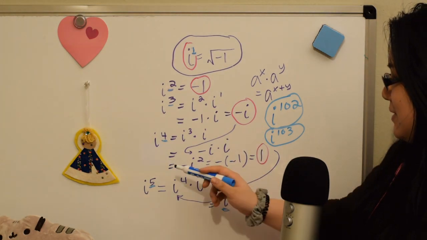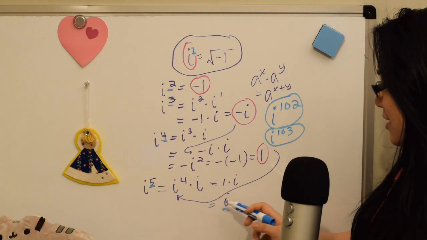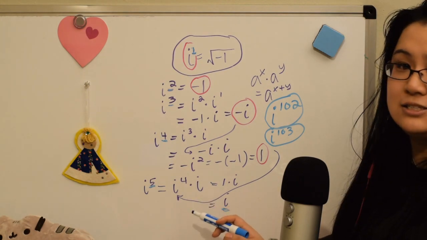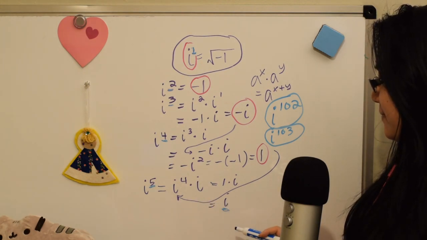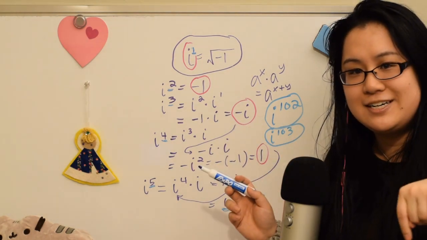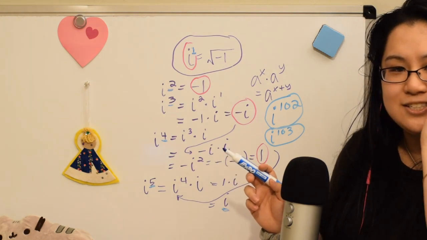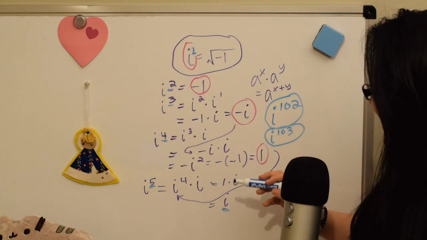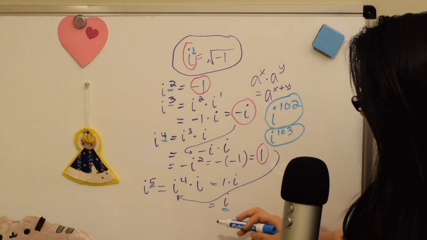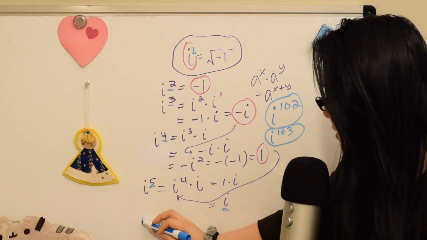So i to the 5th goes back to i, so i to the 6th goes back to i squared, which is negative 1, right? So that's the cyclical nature of i. I hope you understand what I mean by cyclical. Maybe I should write out some more.